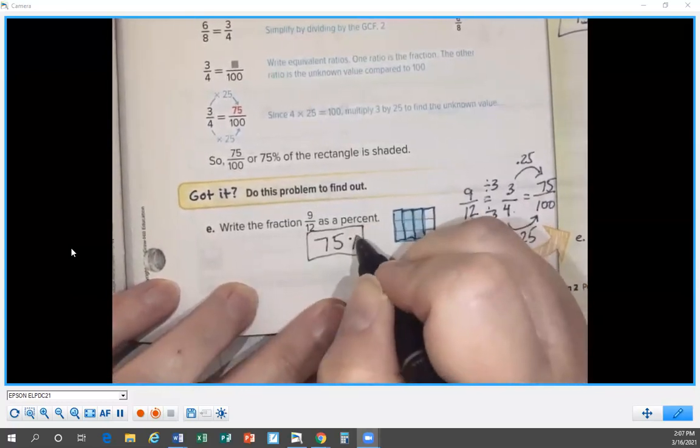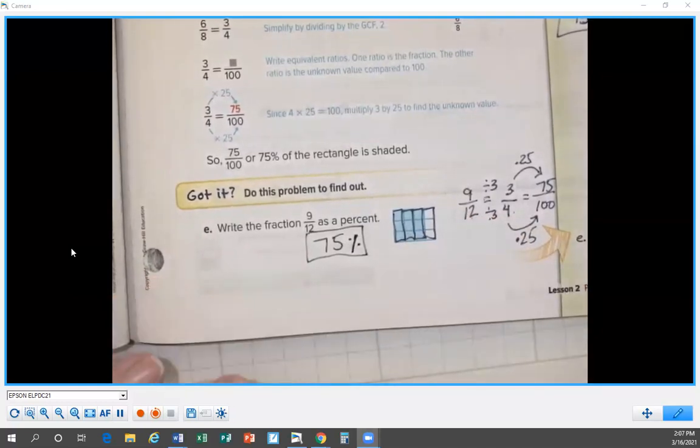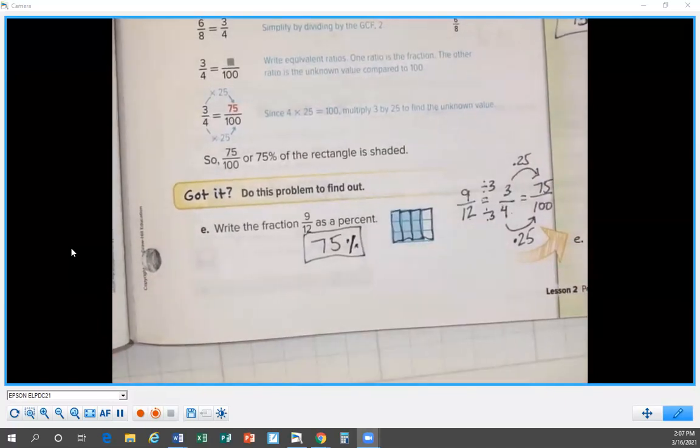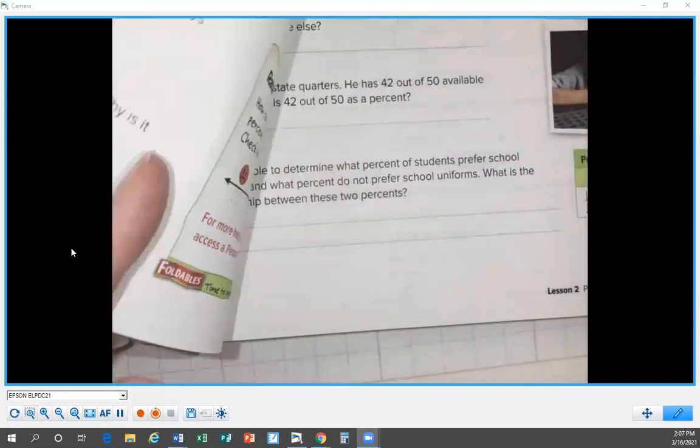Okay, and remember the percent sign goes from the top right to the bottom left. It's like a number 7 without the top, okay? And the percent sign goes after the number. Okay, let's look at the next page, 104. We're going to look at a sports example, page 104.